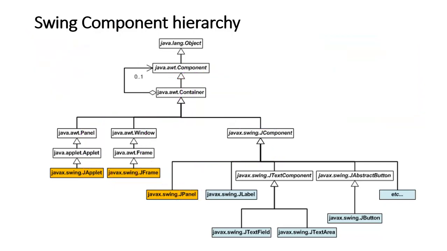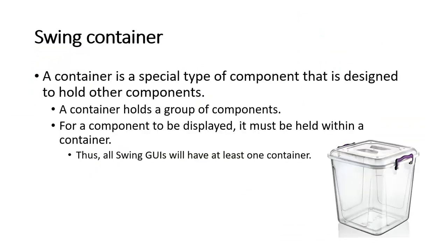So let's go back to the slide where we stopped. Let's recall: a container is a special type of component designed to hold other components. A container can hold a group of components. When you show the container, all the components placed on that container will be shown on the screen as well.